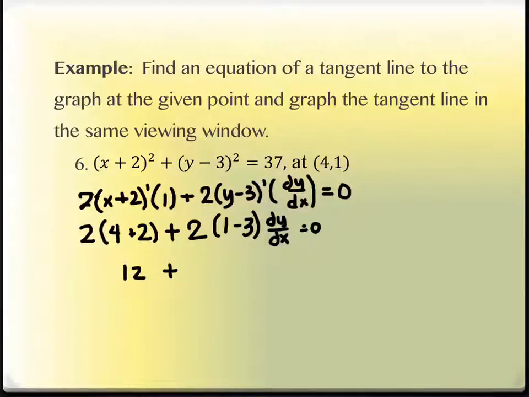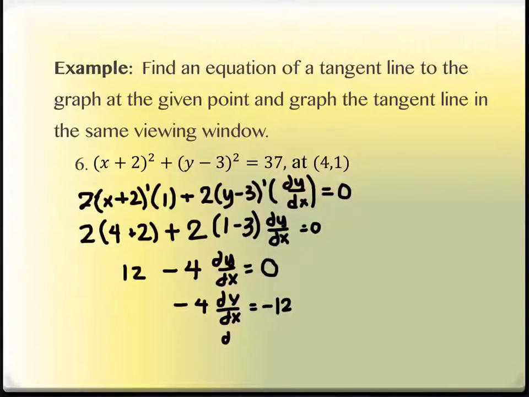What's the second piece? What's 2 times (1 minus 3)? It's negative 4. Negative 4 dy/dx equals 0. All right? And then if I throw my 12 on the other side, I've got negative 4 dy/dx equals negative 12. So what is dy/dx? 3. Yes, dy/dx, the slope, that's what I'm finding, is 3.